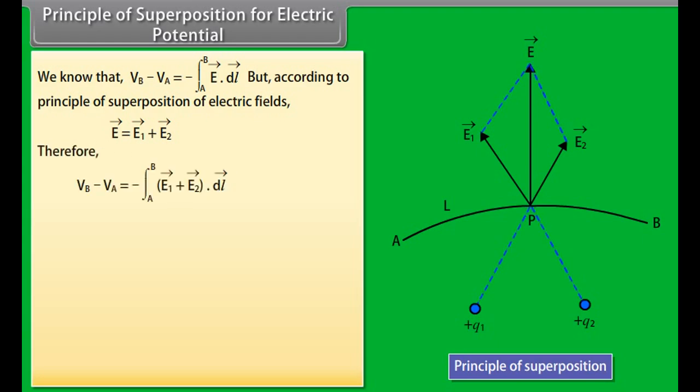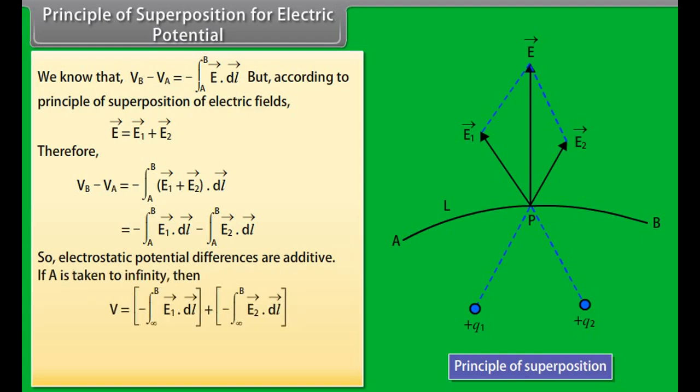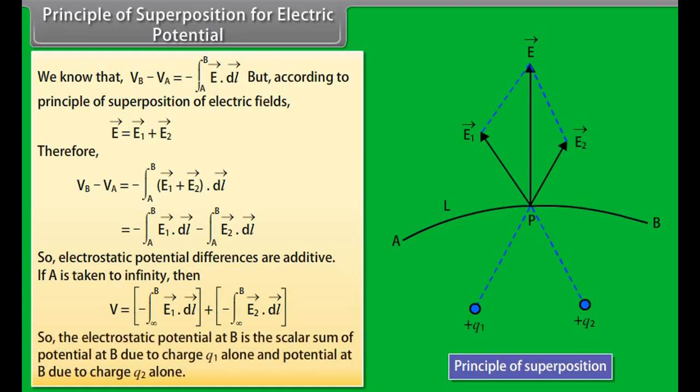Therefore, V_B minus V_A is equal to minus integration from A to B of E1 vector plus E2 vector dot dl vector. So, electrostatic potential differences are additive. If A is taken to infinity, then V is equal to sum of minus integration from infinity to B of E1 vector dot dl vector and minus integration from infinity to B of E2 vector dot dl vector. So, the electrostatic potential at B is the scalar sum of potential at B due to charge Q1 alone and potential at B due to charge Q2 alone. This result is applicable for any number of charges.